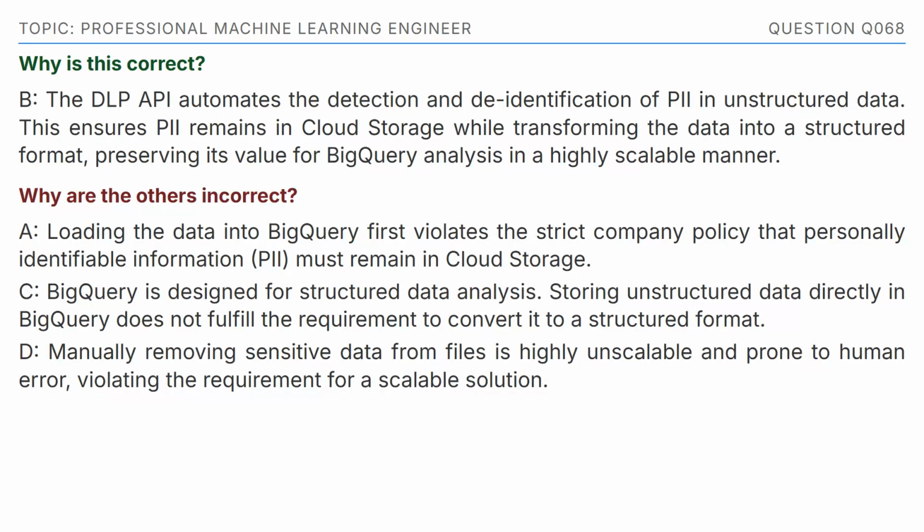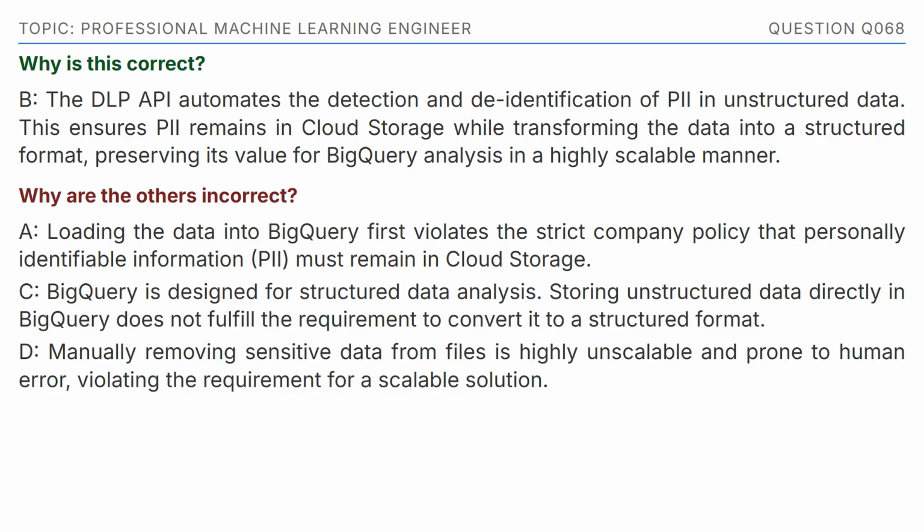Why is this correct? B. The DLP API automates the detection and de-identification of PII in unstructured data. This ensures PII remains in cloud storage while transforming the data into a structured format, preserving its value for BigQuery analysis in a highly scalable manner.